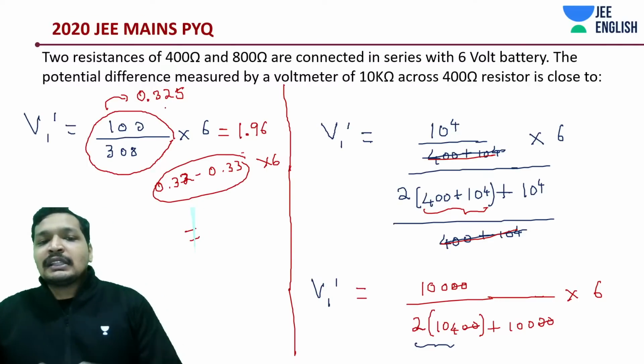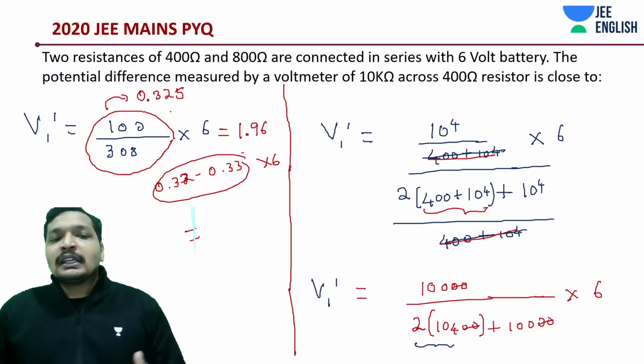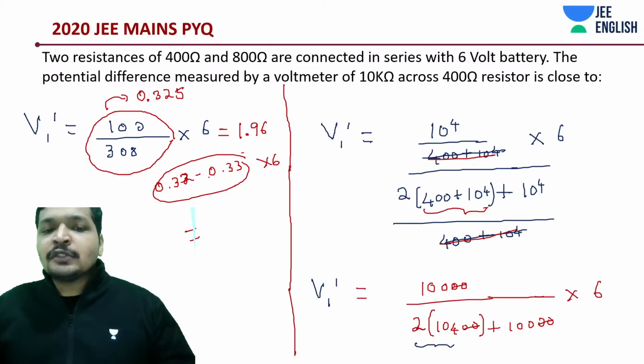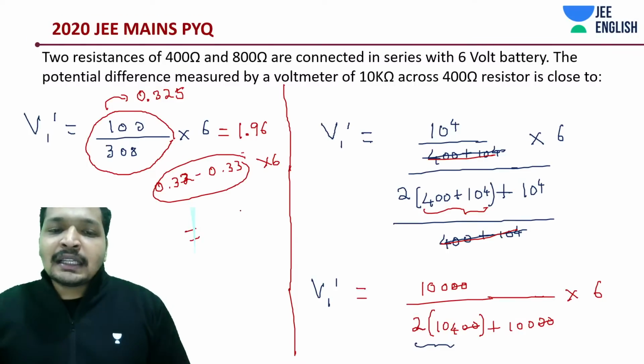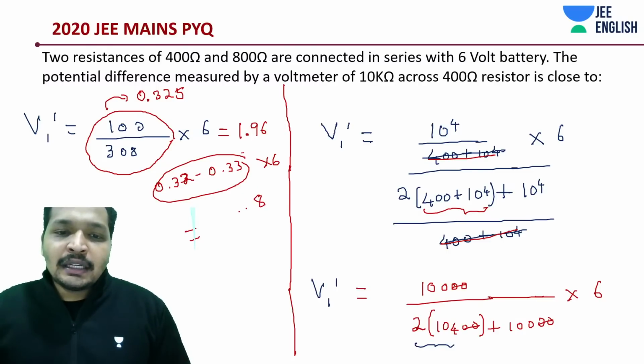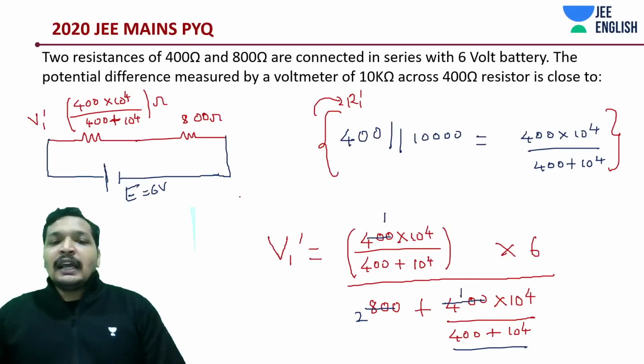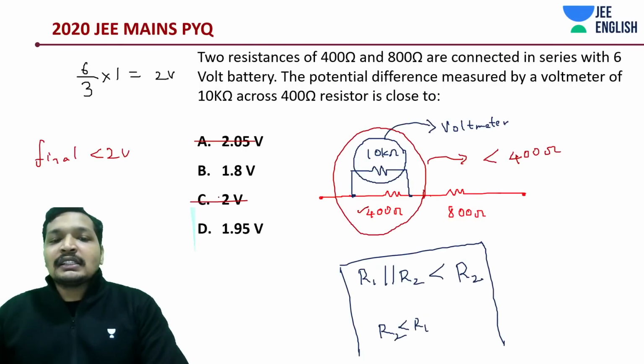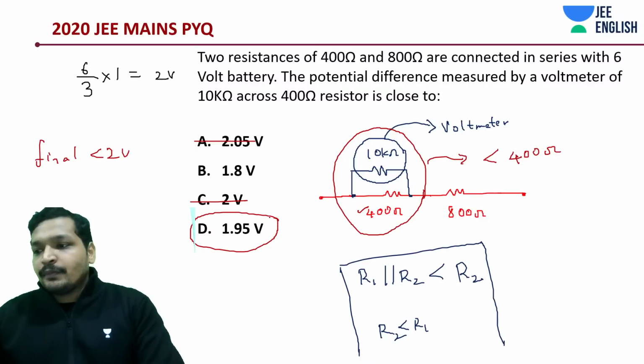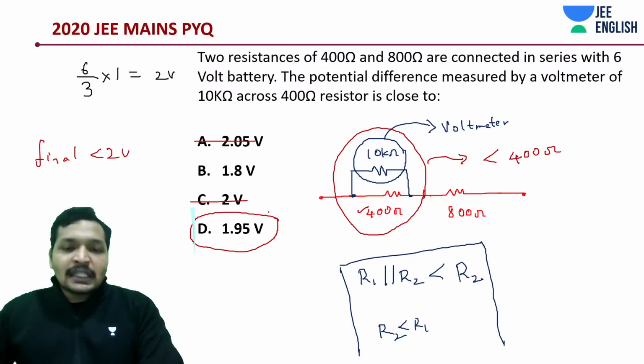Even over here, this approximation is not the thing that we should be doing. We should be thinking about the range. In that case, this one would be like 18, so this would look like 1.98, and this would look like 1.92. So your value should lie somewhere between these. Hence 1.8 is not the answer, 1.95 is the answer. That is the easiest way.